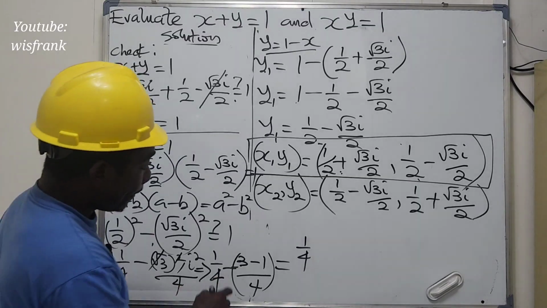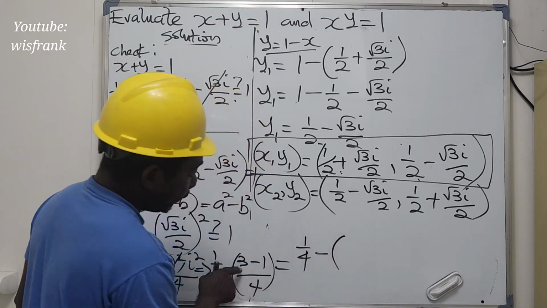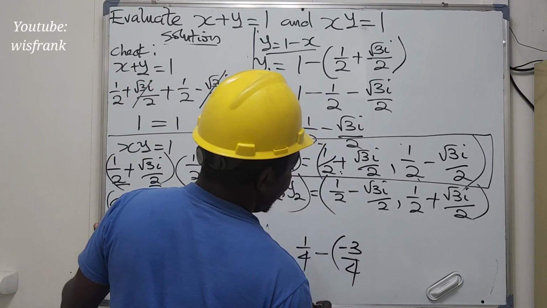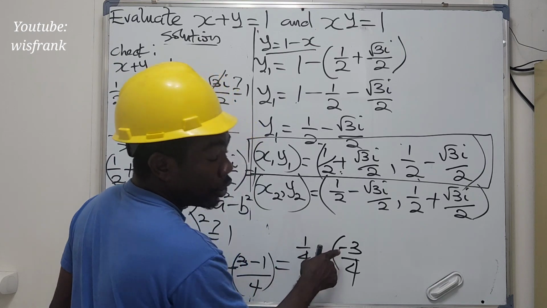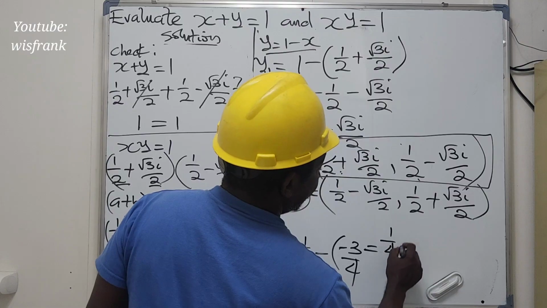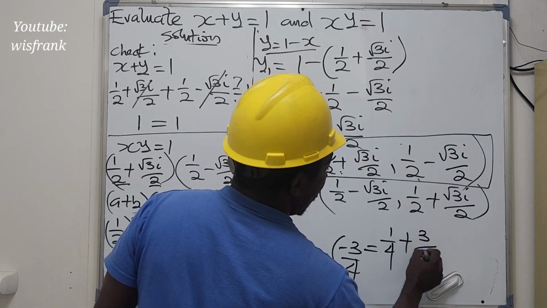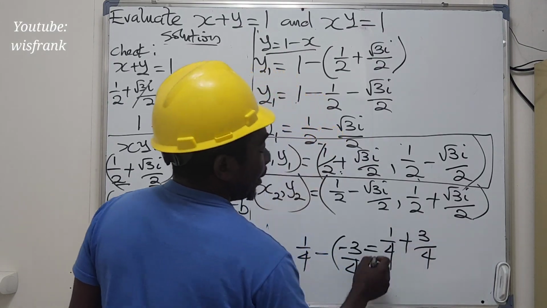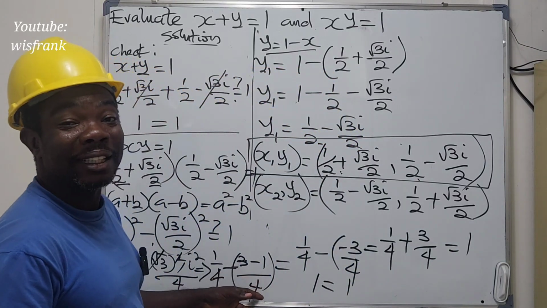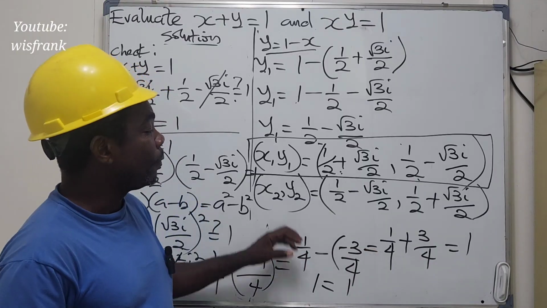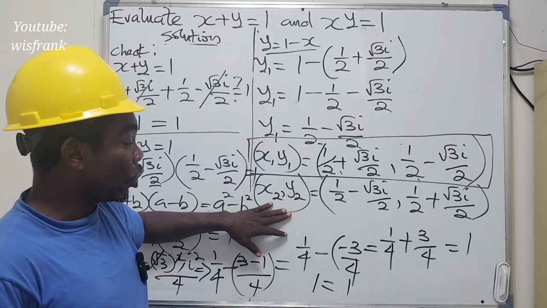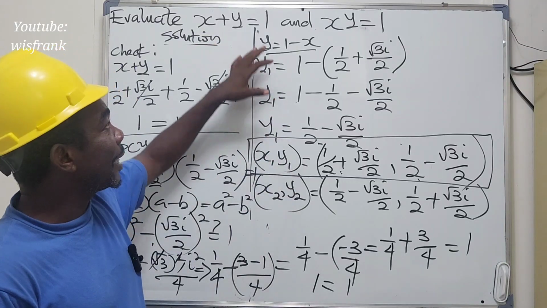1 all over 4 minus, we have 3 times minus 1, which is minus 3 all over 4. Here minus times minus is going to give us plus. So this is the same thing as 1 all over 4 plus 3 all over 4. When we add, this is going to give us 1. Therefore, 1 equals 1. What we have on the left hand side equals what we have on the right hand side. Therefore, the first solution of x1, y1 satisfies the equation, and also the second solution of x2 and y2 will also satisfy the equation.